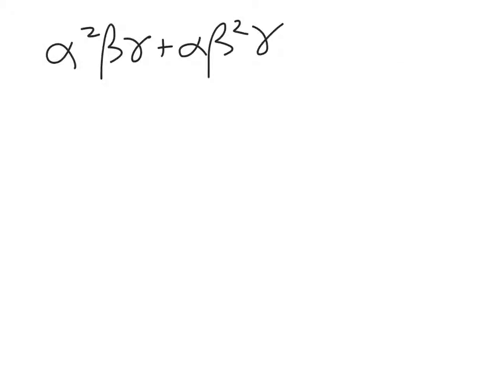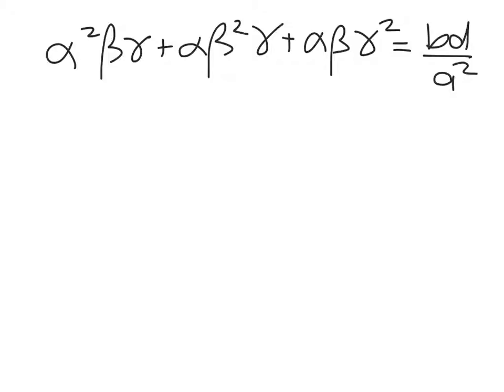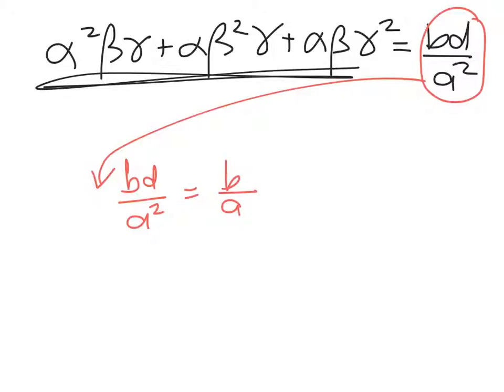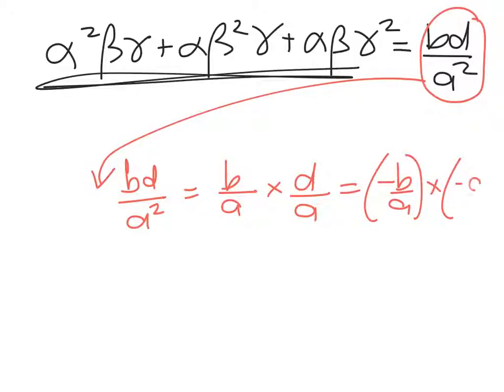Right, so the last thing we're asked to prove is that alpha squared beta gamma plus alpha beta squared gamma plus alpha beta gamma squared is equal to BD on A squared. Now that looks awful if you're looking at that side, well, kind of awful, but if we look at this, we can split this up like this. So BD over A squared is just B over A times D over A, which is the same as negative B over A times negative D over A.